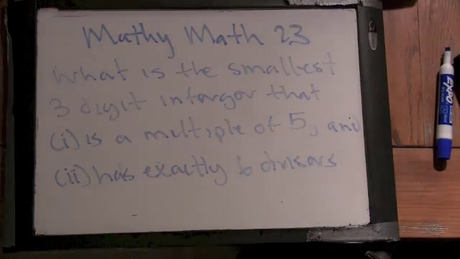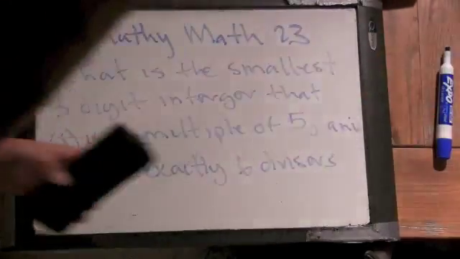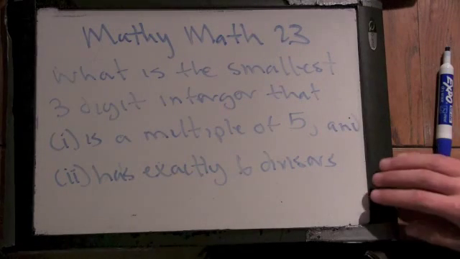This is a neat problem from an old math contest that we saw this morning. The math contest was, what's it called, the IMLM? Yeah, ML. And it just asked this number theory question: What is the smallest three-digit integer that is a multiple of 5 and has exactly 6 divisors? So, three-digit integer, multiple of 5, and exactly 6 divisors.